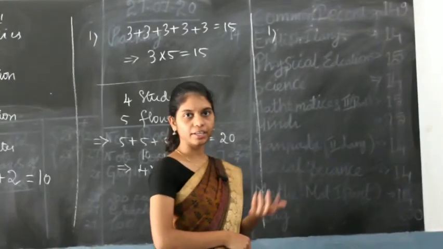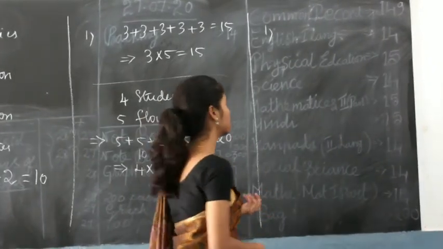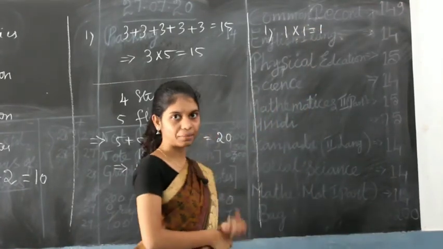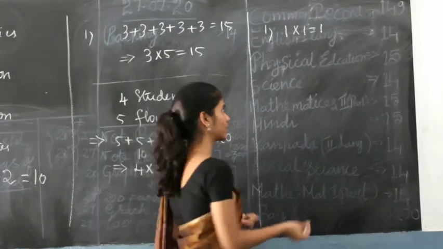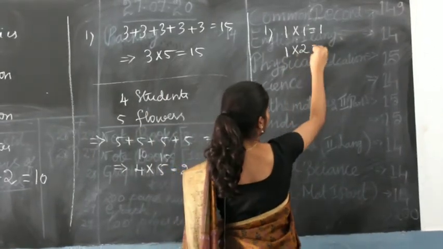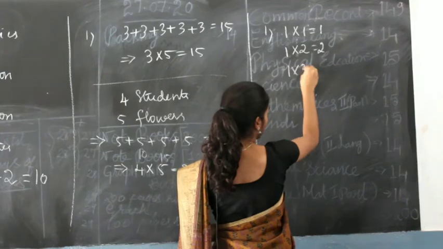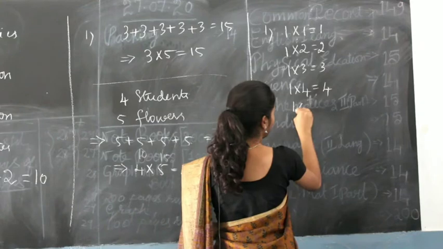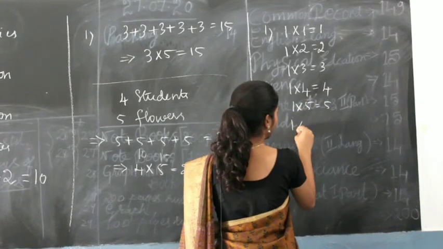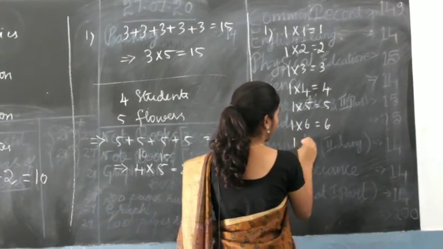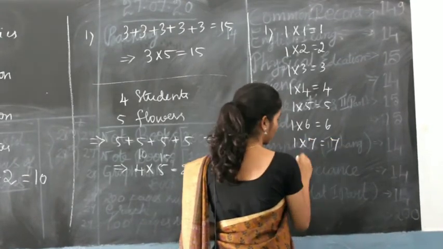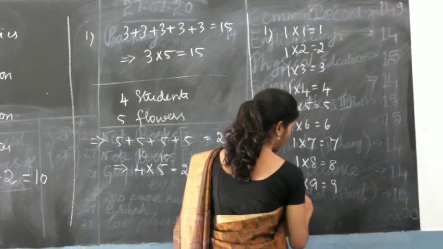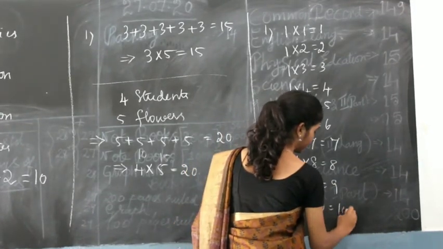As you might have learned in your early classes about these tables, first 1 into 1 is equal to 1. So any number multiplied with 1 will give you the same number. For example, 1 into 2 is equal to 2, 1 into 3 is equal to 3, 1 into 4 is equal to 4, 1 into 5 is equal to 5, 1 into 6 is equal to 6, 1 into 7 is equal to 7, 1 into 8 is equal to 8, 1 into 9 is equal to 9, 1 into 10 is equal to 10.